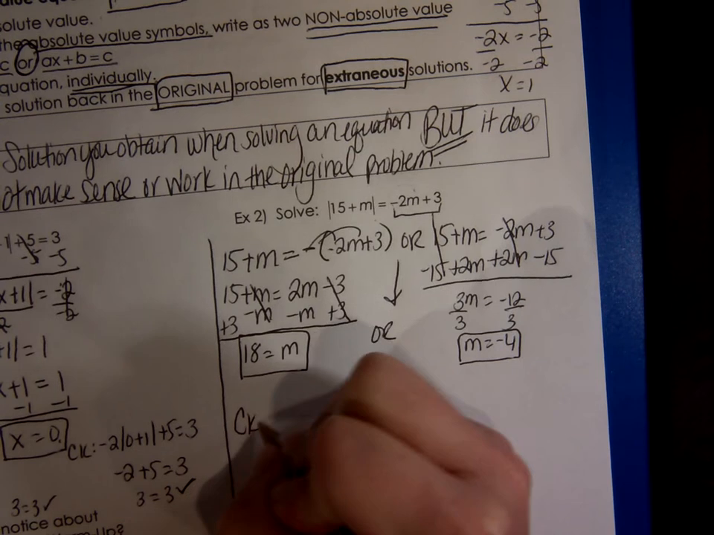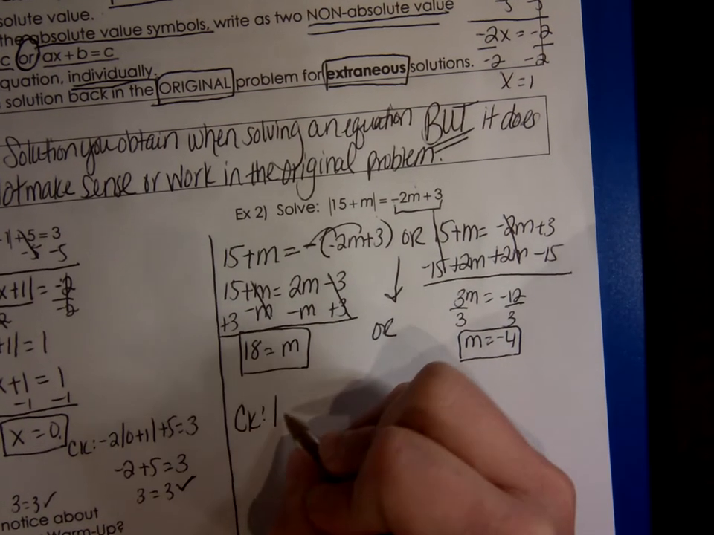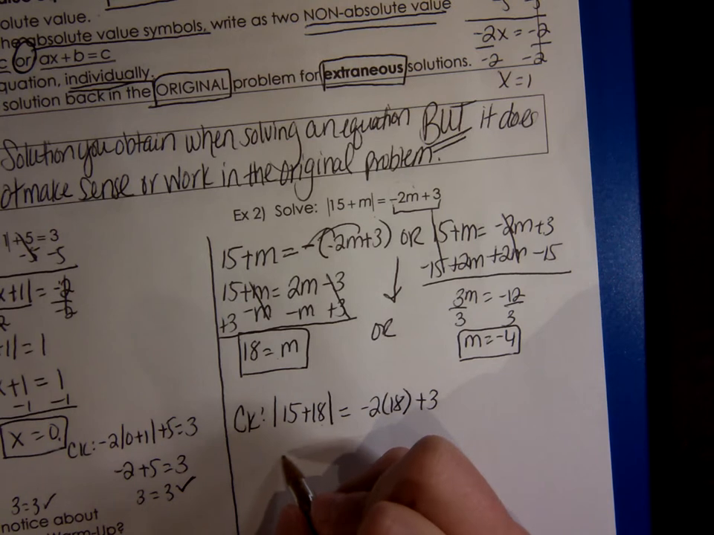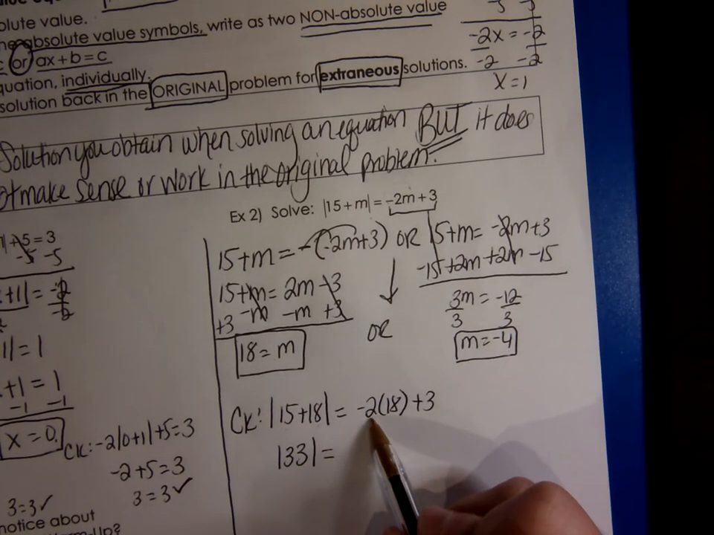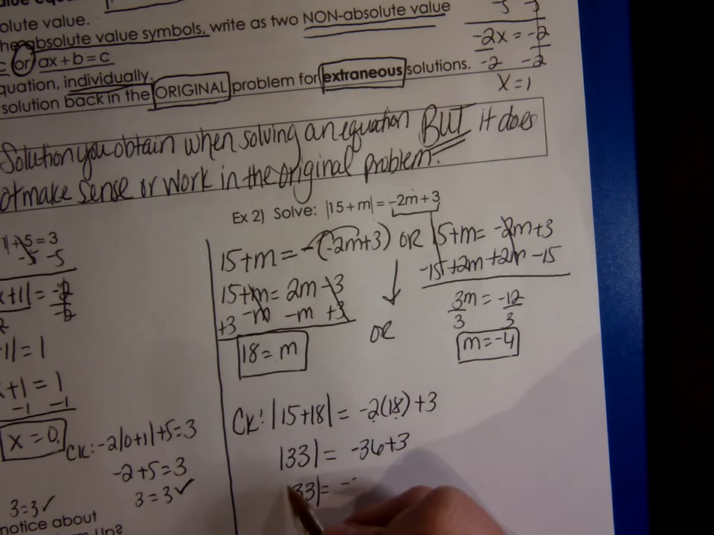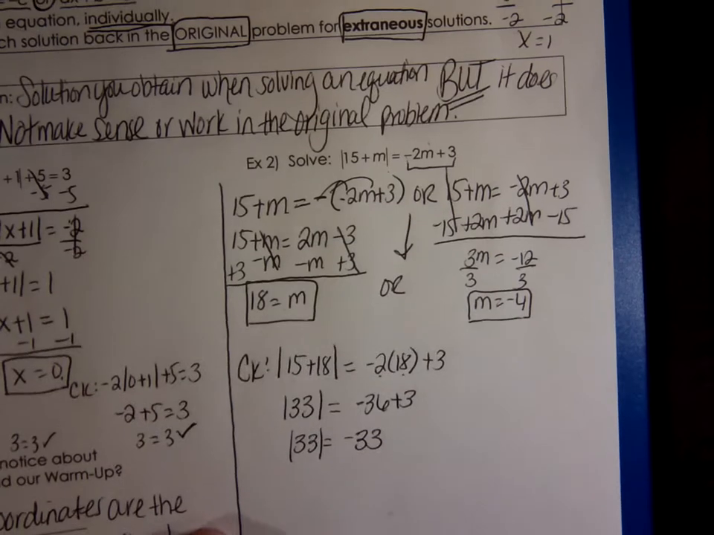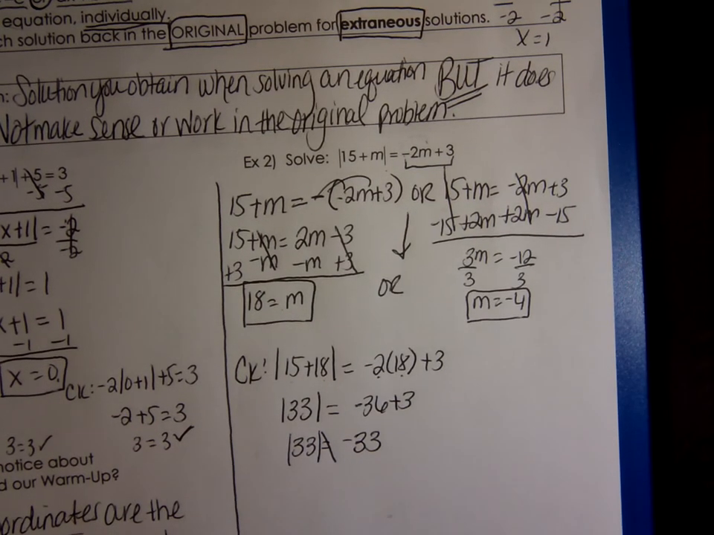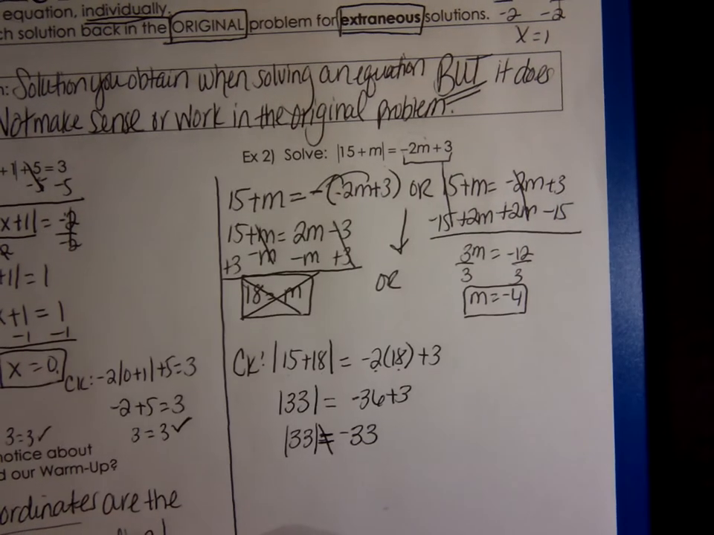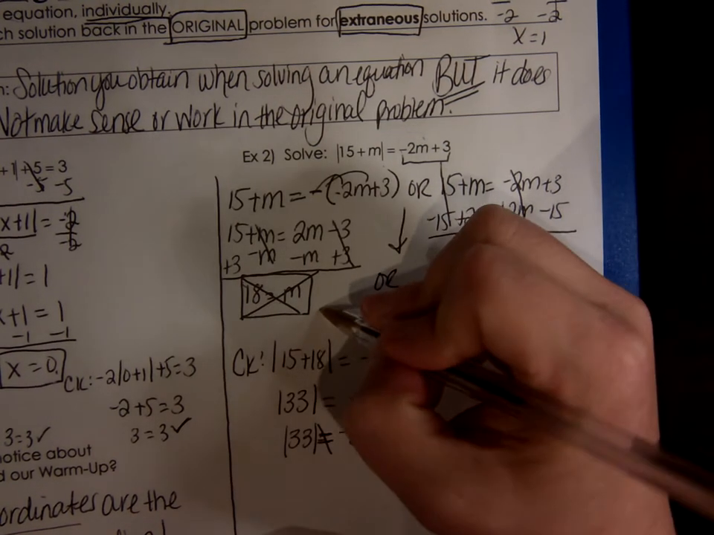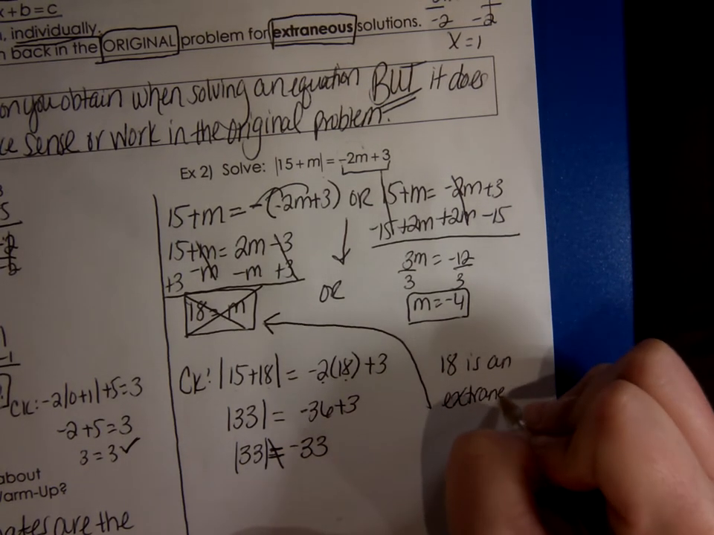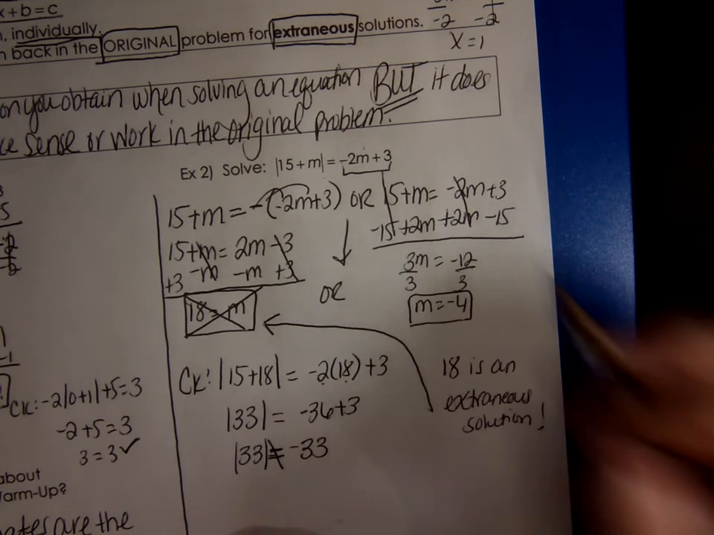So here is my first check. I'm going to check 18, and I'm going to write the absolute value of 15 plus 18. Is that equal to negative 2 times 18 plus 3? So 15 plus 18, that is 33. So is the absolute value of 33 equal to negative 2 times 18 is negative 36 plus 3. Is absolute value of 33 equal to negative 33? And the answer is no. Remember, absolute values, whatever goes into an absolute value is automatically positive because it represents the distance that a number is away from 0. So the answer in this case is no. 18, even though it was a positive solution, turned out to be extraneous. So 18 is an extraneous solution.